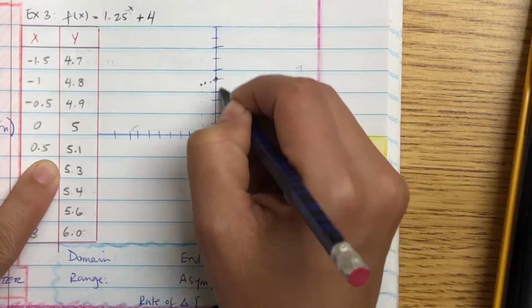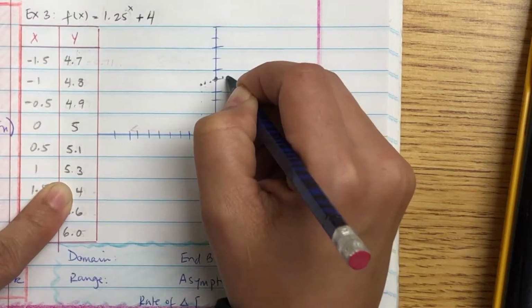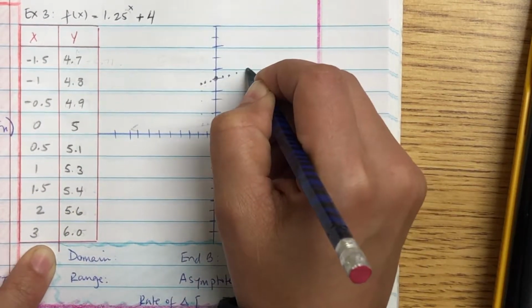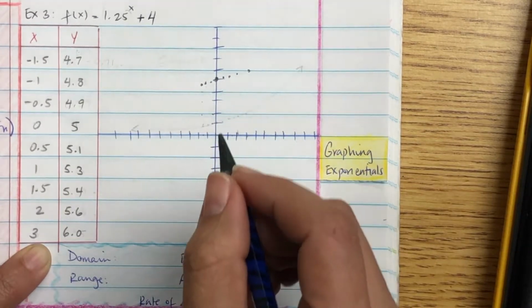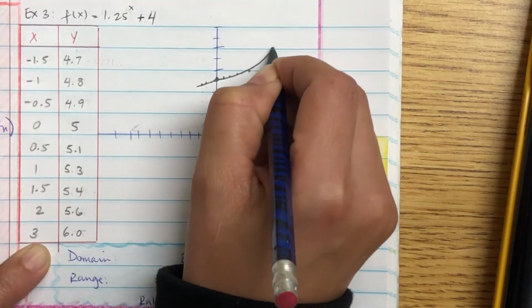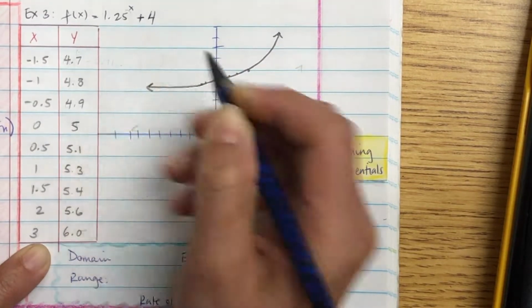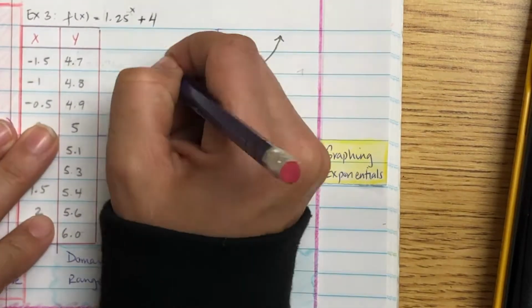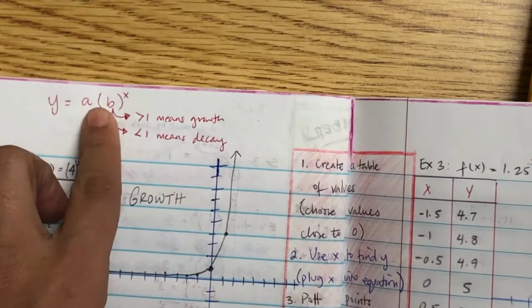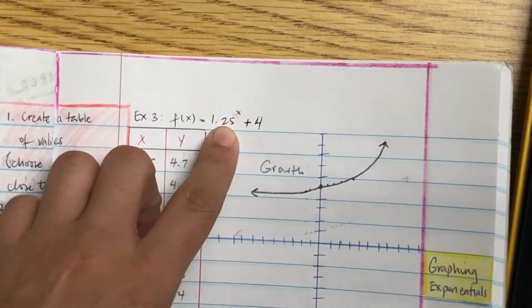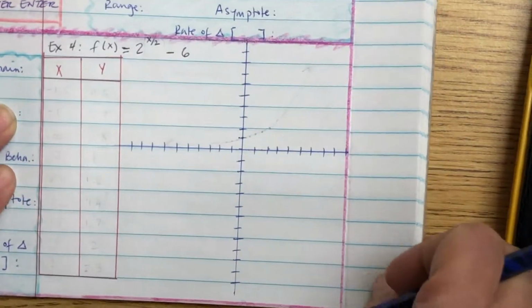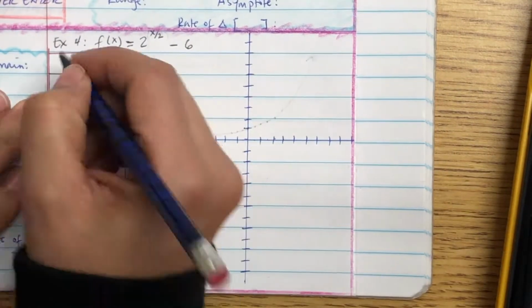0, 5, 0.5 and 5.1, 2 and 5.6, 3 and 6. Then make your line, your curve of best fit. So it's doing something like this. Don't forget your arrows. And you can see it's going from left to right. It's increasing, so it's growth. And that's because b is bigger than 1. You can see b, which is right next to the exponent, is 1.25. It's bigger than 1. That means it's growing. That's going to be a question for sure.